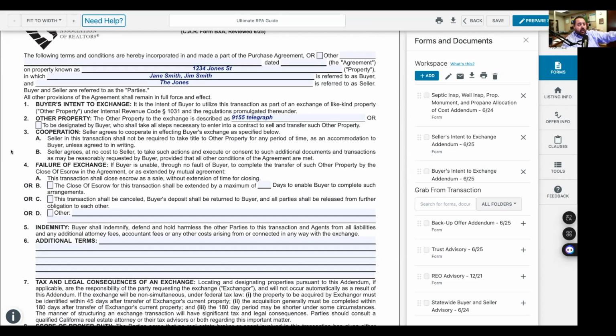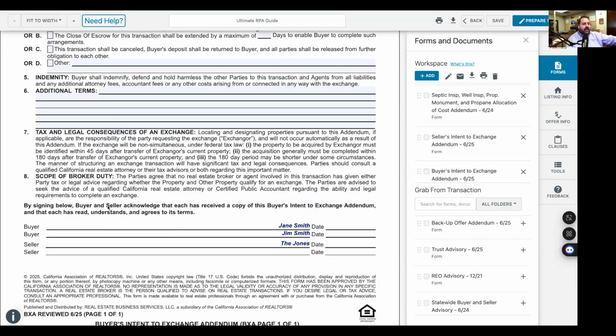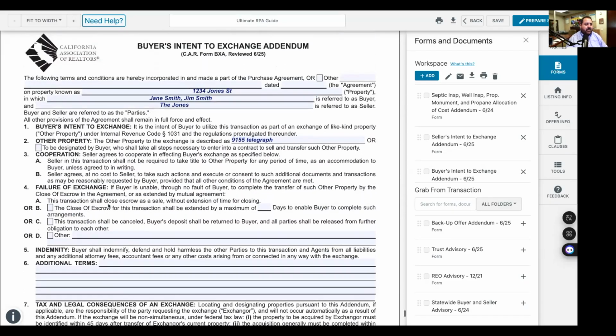That's what it is. The close of escrow for this transaction can be extended. If I can't meet the timelines of this escrow, I can extend it, or it'll be canceled and my deposit will be returned to me. Same terms as the seller's intent. The indemnity is the same. The tax and legal consequences are the same. The scope of broker duty is the same. The only thing that changes is this is for the buyer who's purchasing something and not the seller who's selling something.